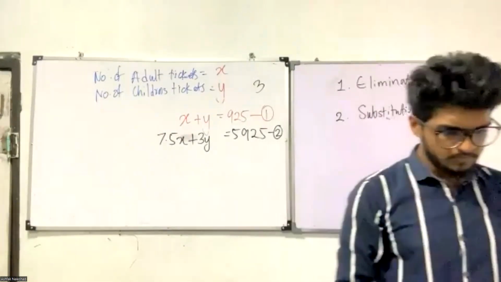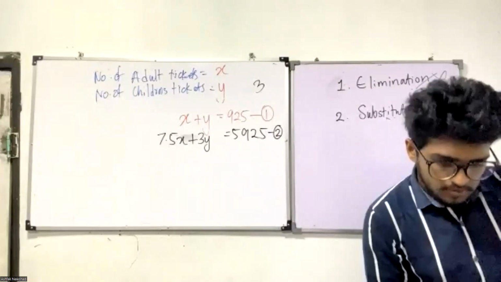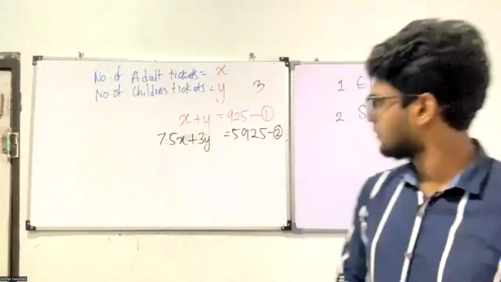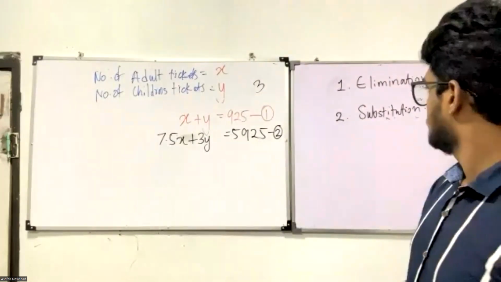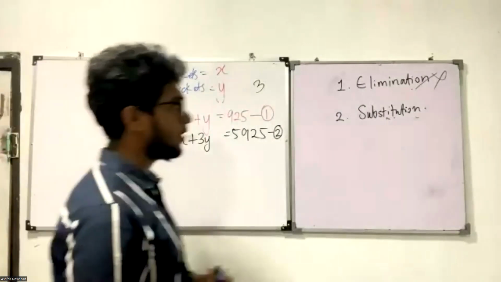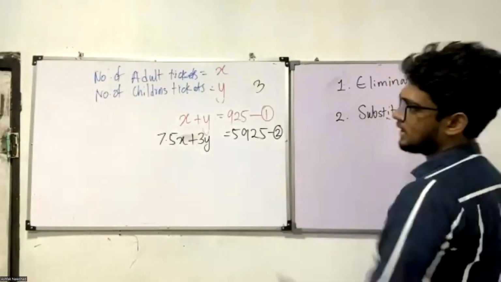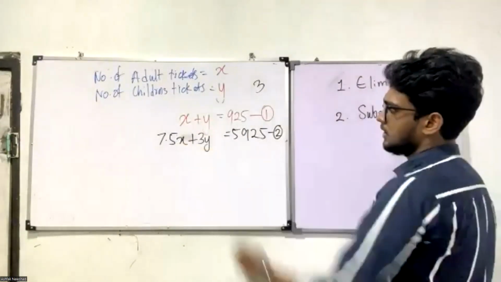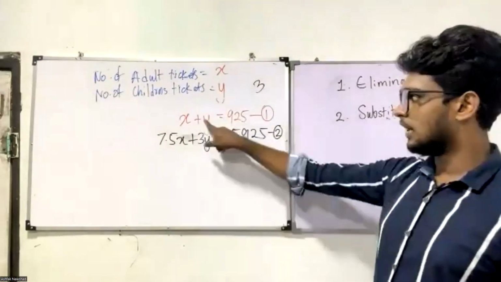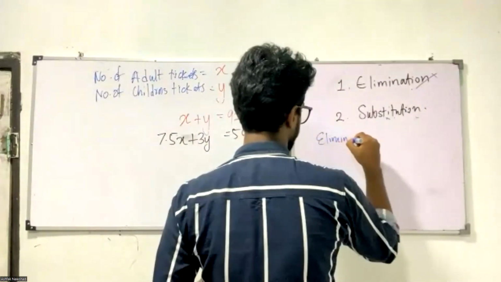Right. So let's see. We must choose whom to eliminate. The same steps: elimination and substitution. We cannot use direct substitution here. So I'll choose to eliminate y.